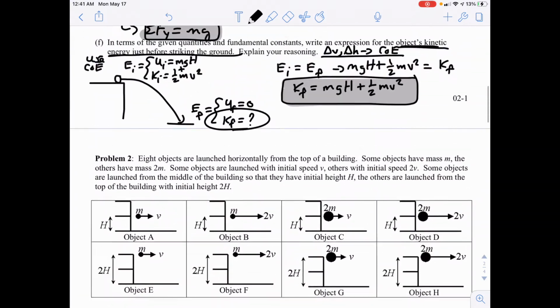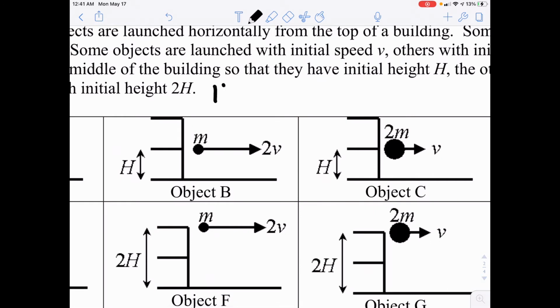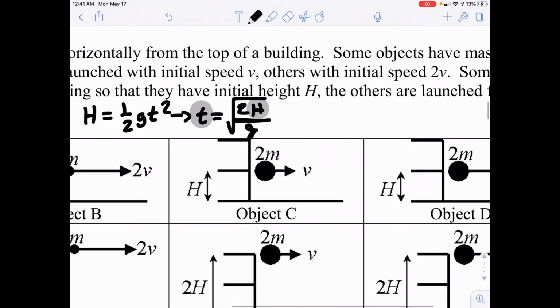Recall the two equations that we're going to need for horizontally launched projectile problems. H is equal to 1/2 gt squared. Solving it for time, time is equal to the square root of 2h over g. Why is this important? Because the time it takes to fly through the air completely depends on height and the acceleration due to gravity. But since all these objects take place near the surface of the Earth, g is irrelevant. In other words, time is proportional to the square root of h. That is the relationship we really care about.